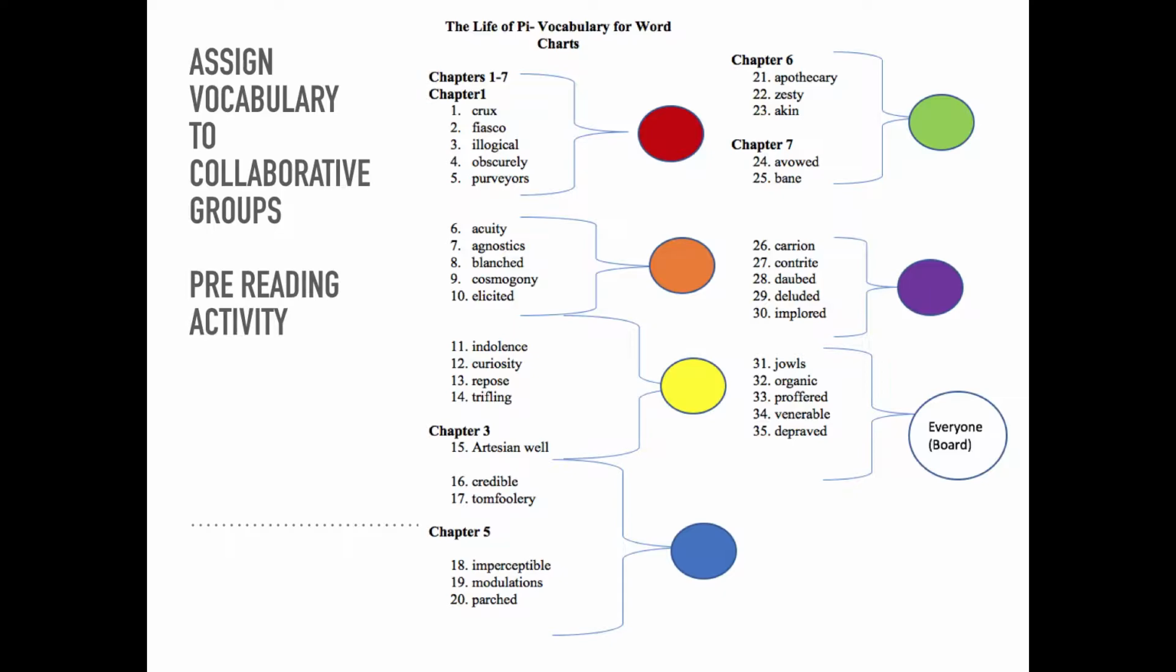If you notice the 31 through 35, it's a white bubble. It says everyone on the board. We send a representative from each group and we talk about these words. Sometimes I do it differently each time. Sometimes I do it as a cold read, you would say. We do cold vocab. One student from each group comes to the board and we hash this out together.